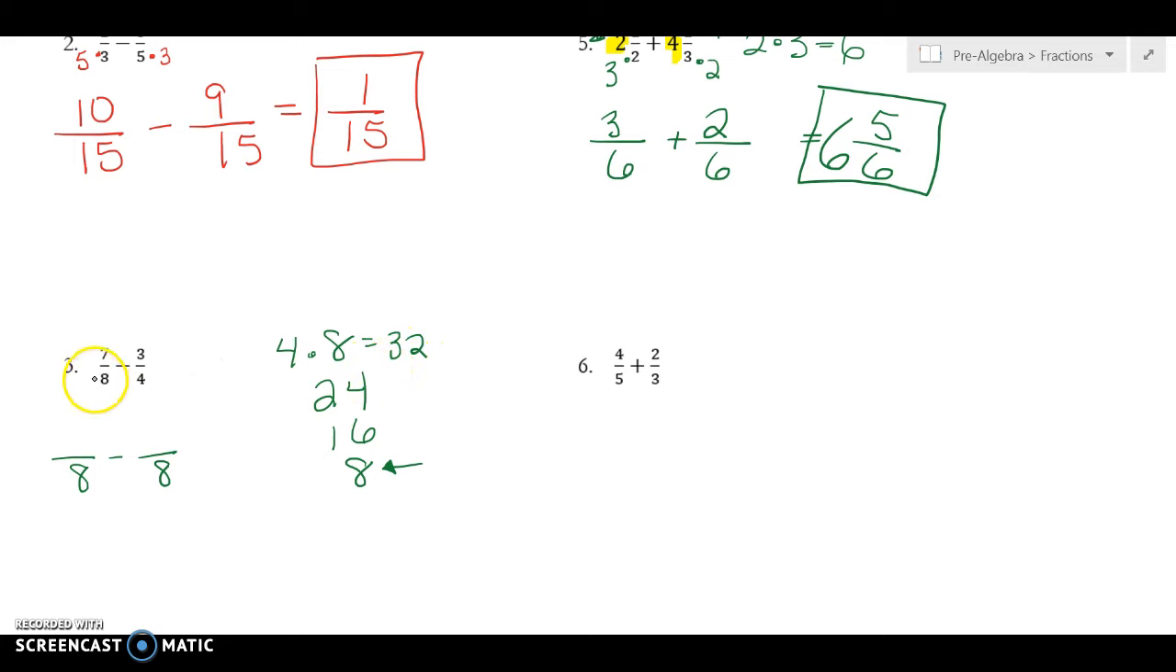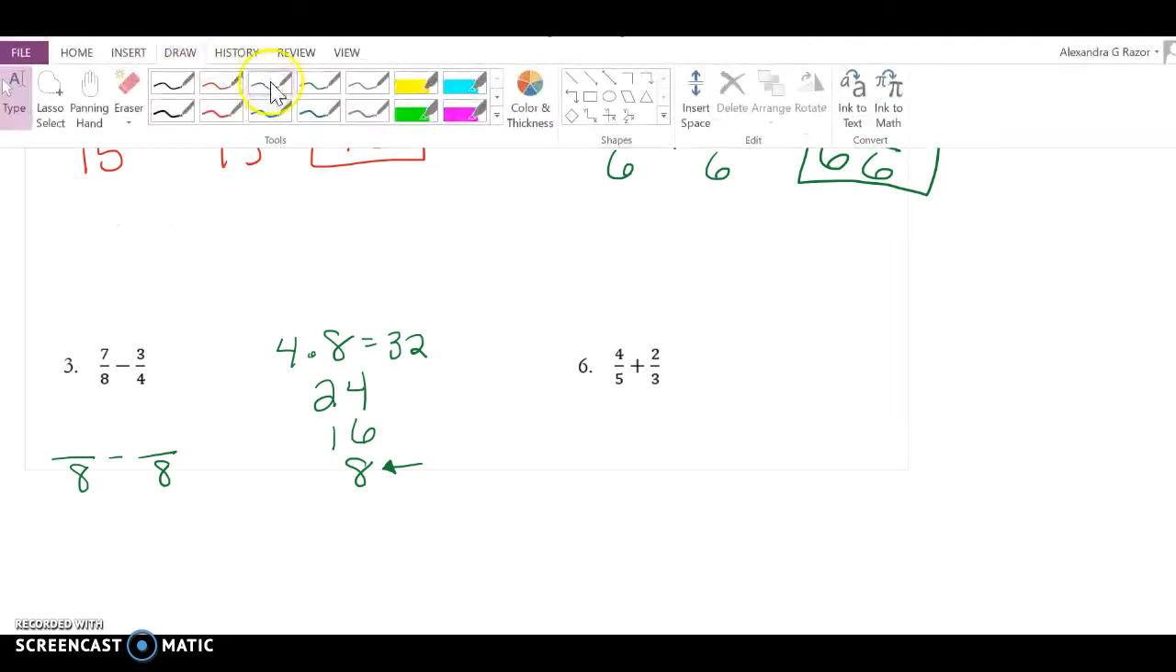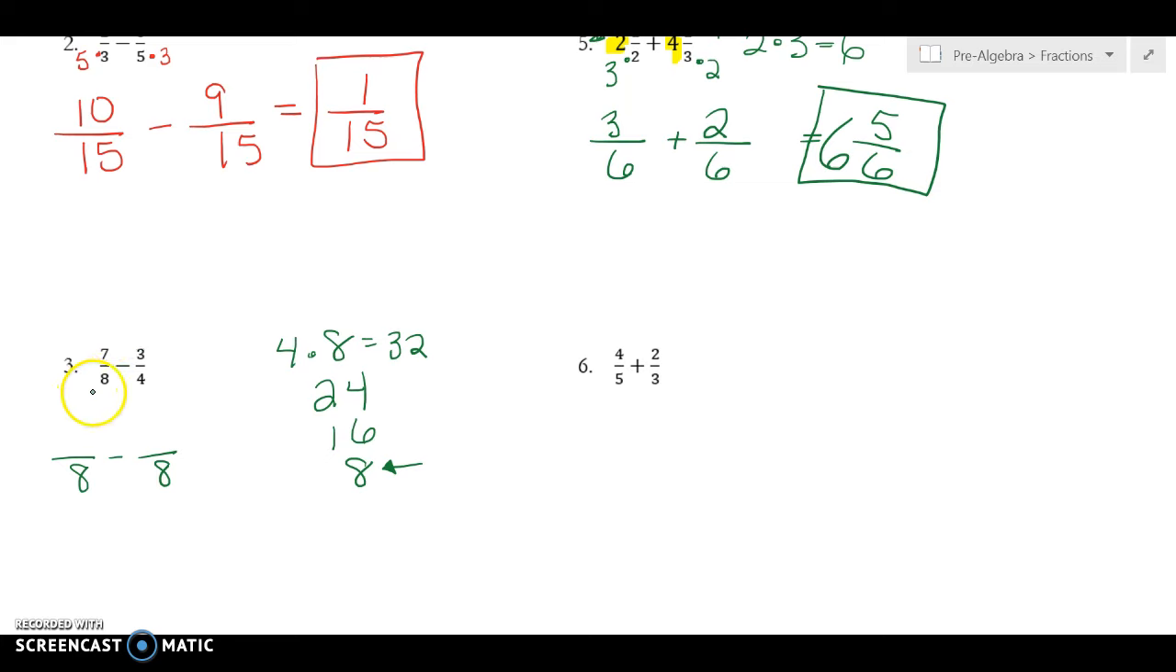So for this first one, I didn't really do anything. I just multiplied by 1, and so it stays the same. Over here, I had to multiply by 2, so I get 6. So 7/8 minus 6/8 is 1/8. And we're done because there's nothing to reduce.